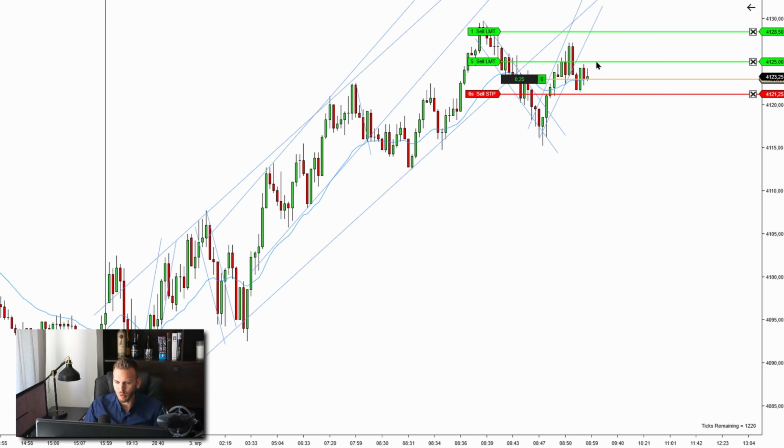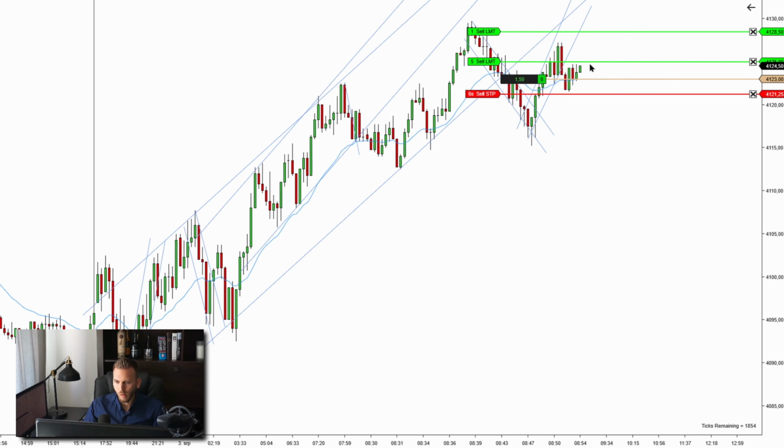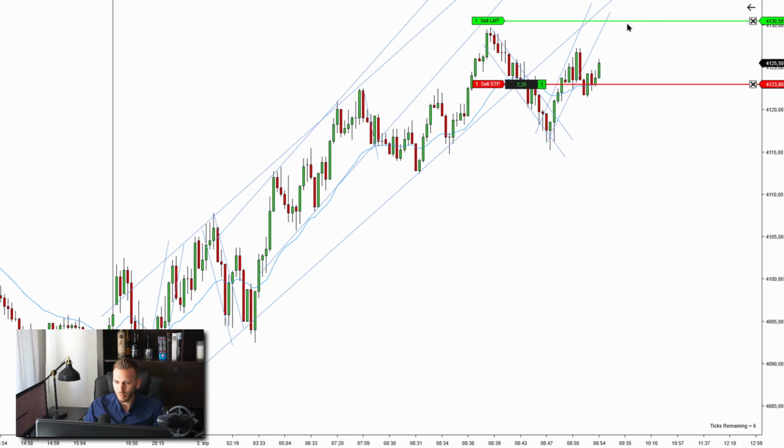I'm going for 2 points. But given the sideways movement, I'm tempted to take a little bit less. Let's see if we can get a push higher here. And prices are struggling to push higher. And we got filled. Perfect. So I'm going to tighten the stop loss to break even because our scalp was made.